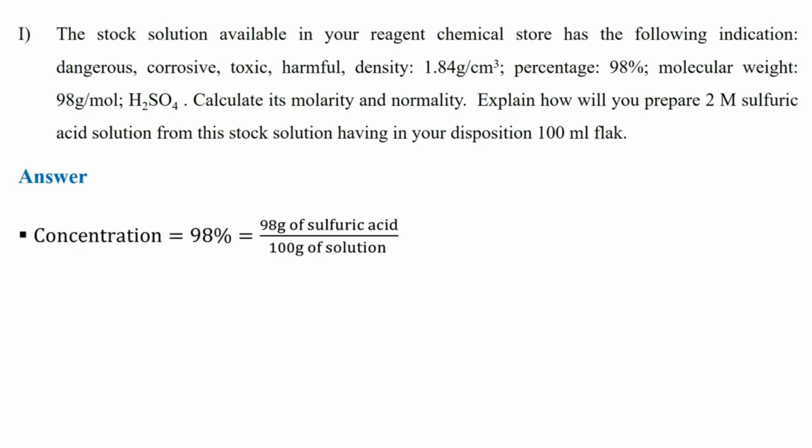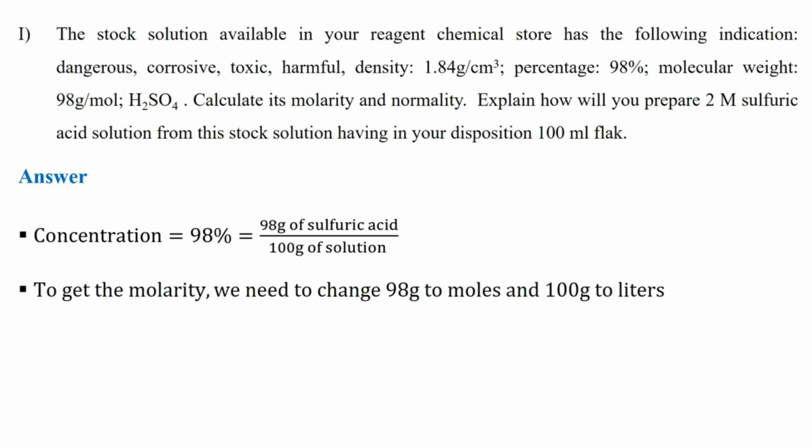So we have a concentration which is equal to 98%, the concentration in percentage. So this means that you have 98 grams of sulfuric acid as a solid per 100 grams of solution. That's what the percentage means. So then for this concentration, which is in percent, to give the molarity, we should be able to convert the denominator to liter and the numerator to moles. So which means we need to change 98 grams to moles, and we change also 100 grams to liters.